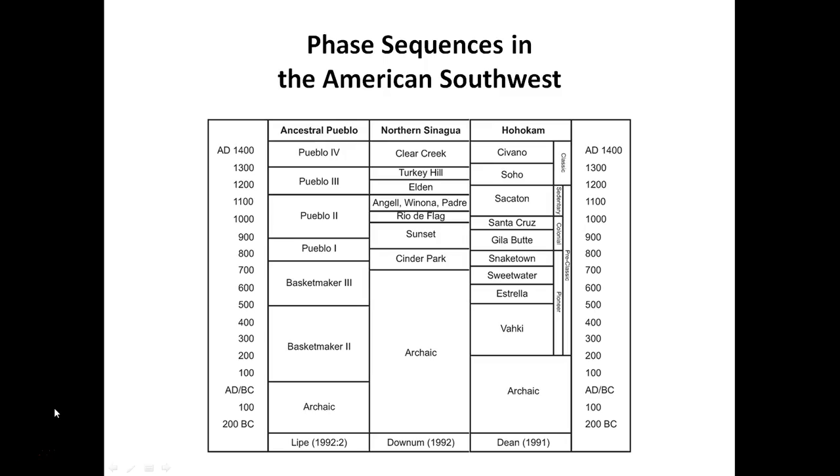This table presents phase sequences used by archaeologists here in the American Southwest to understand cultural change in different regions: the ancestral Pueblo region of the Four Corners, the northern Sonoran region around Flagstaff, and the Hohokam region around Phoenix and Tucson. Now, occasionally we will have tables and charts with dates and phase names like this, but I don't expect you to remember all of these names and dates. I want you to focus on the big picture of transitions. When you need details like dates, it's usually easier to look those up rather than trying to memorize them.